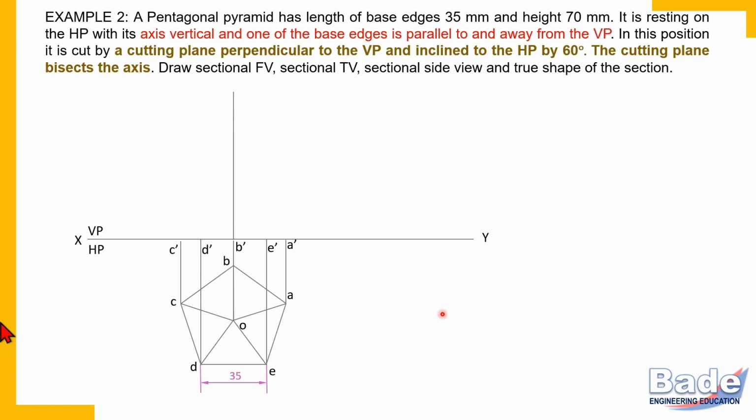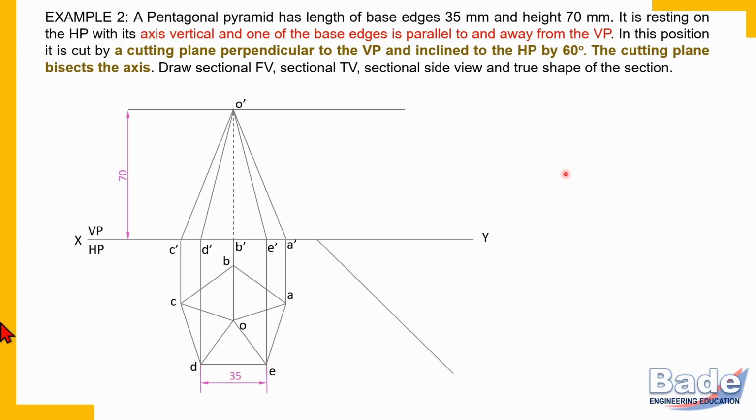Now let's look at the apex in the front view. Height is given 70 millimeter. So measure 70 millimeters vertically and locate the apex. So here it is O dash. Now join O dash with all base corners: O dash A dash, O dash E dash, O dash B dash, O dash D dash and O dash C dash. Now in the front view, edge OB is away from the observer. Edge OB is hidden, so draw edge OB hidden. Don't make any single edge dark at this stage.